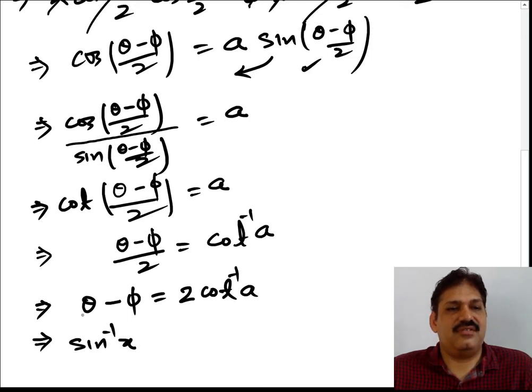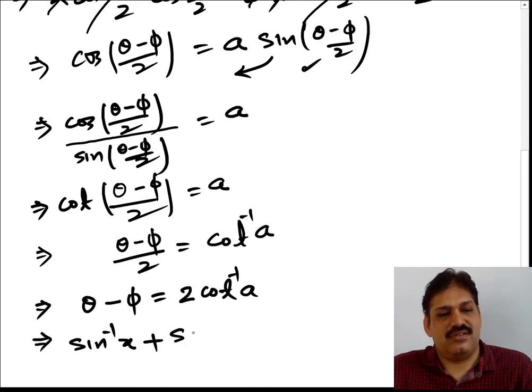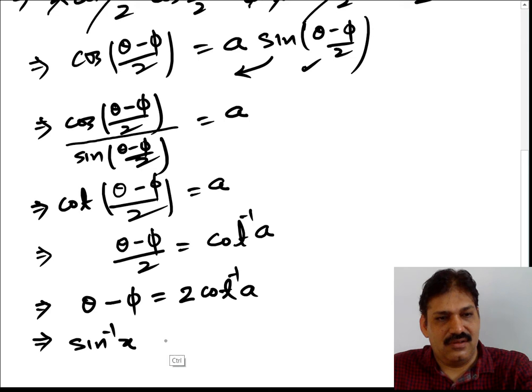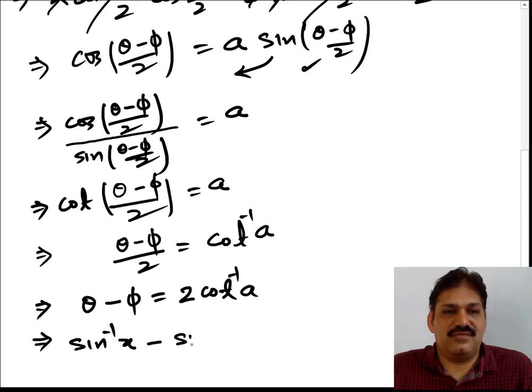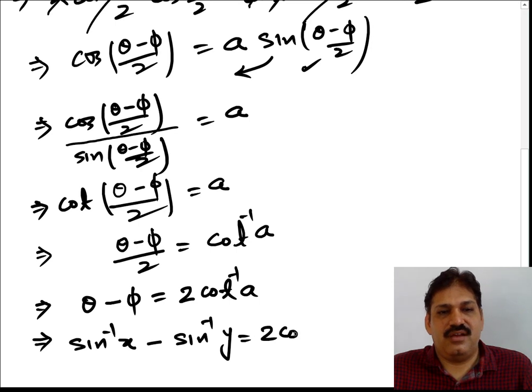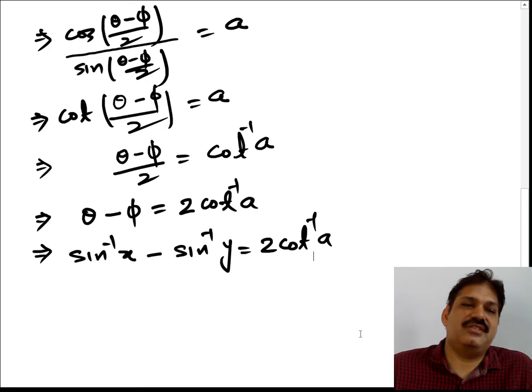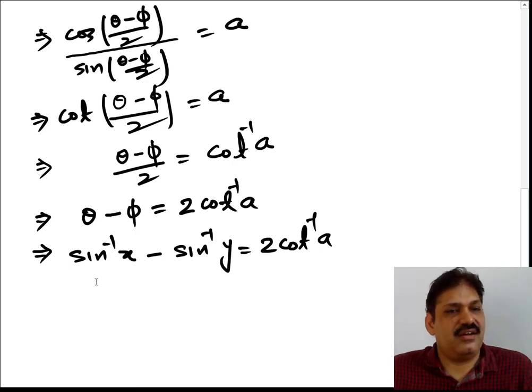Because we have taken x is equal to sine theta, so theta is equal to sine inverse x, and this is actually, not plus, minus sine inverse y is equal to 2 times cot inverse a. Now we can easily differentiate. Just in a single step, we will get the answer.